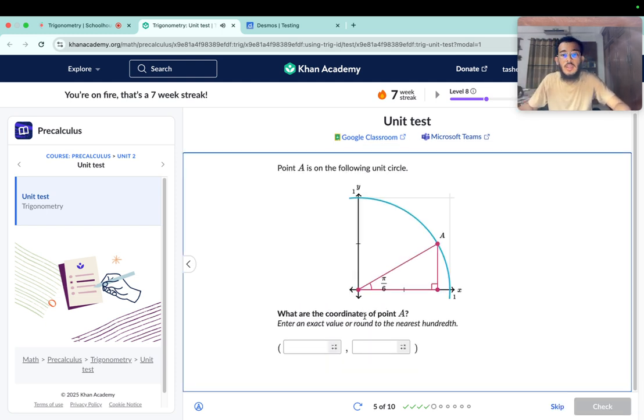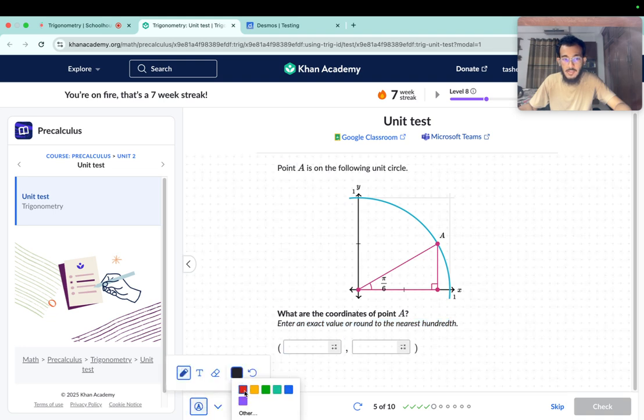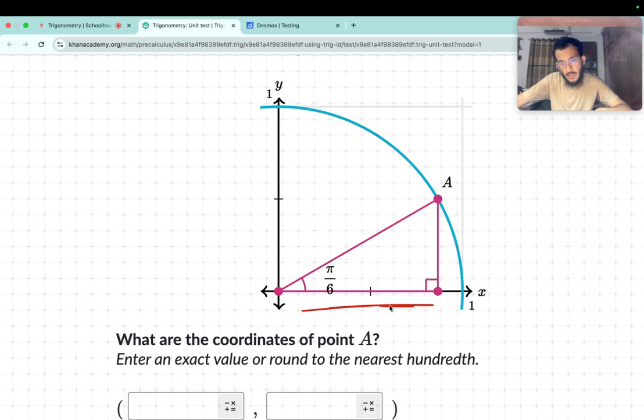Okay, point A is on the following unit circle. What are the coordinates of point A? Enter an exact value or round to the nearest hundredth. Okay, so coordinates means the x value and the y value. So this is the x value, this is the y value, so (x, y) would be our coordinate.